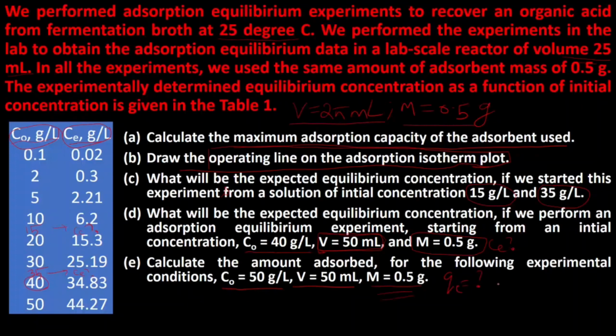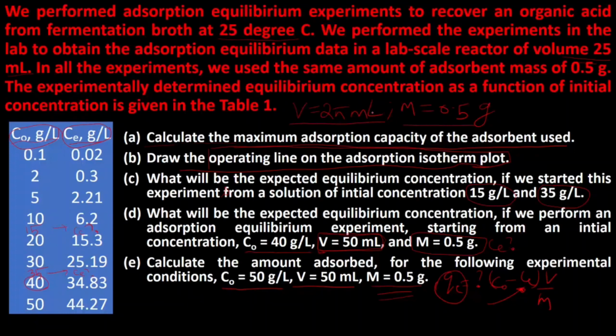So that's when we have to calculate (C0 minus CE) multiplied by V by M. So we have to calculate CE, and once we have CE, we can calculate QE. So let's solve this problem. I'm going to solve part A: how to get the maximum adsorption capacity.